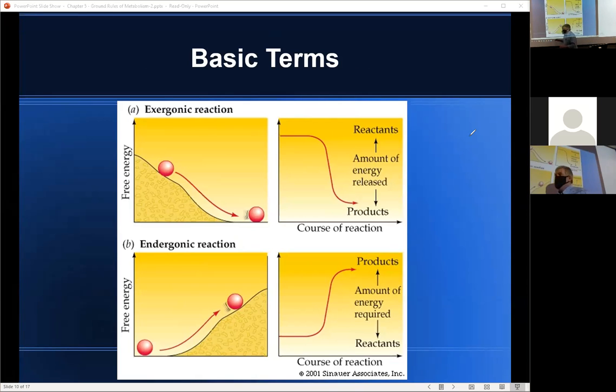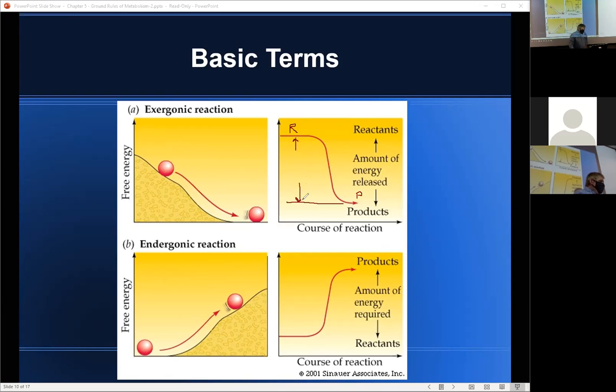Exergonic reactions are reactions where there's less free energy in the products than the reactants. Okay, so here's an example of an exergonic reaction. The reactants up here have high free energy, and the products down here have low free energy. Again, free energy is simply the amount of energy in the reactants or the products that's available to do work. So in this case, we have high free energy in the reactants, we have low free energy in the products. Okay? So when we go from high energy reactants to low energy products, we get energy out.